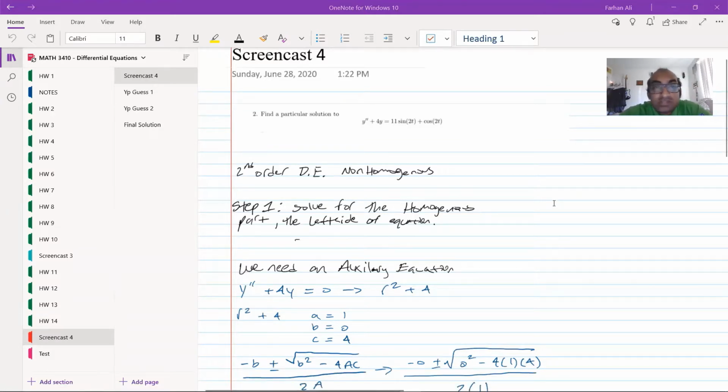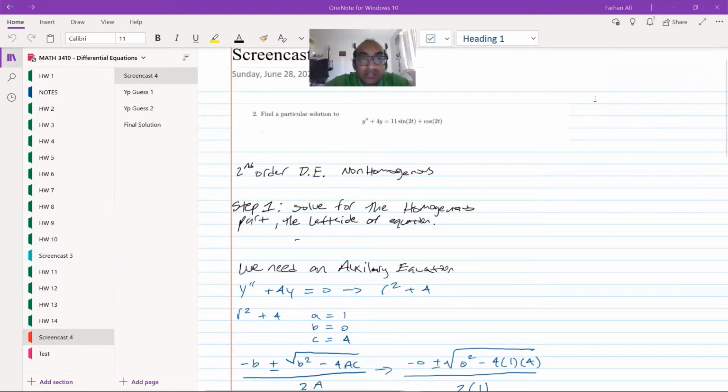I'm in the summer of 2020 differential equations class, and today we'll be looking at problem 2 from homework 12. We want to find a particular solution for this equation here. We know this is a second order differential equation because the highest degree of y is 2, and we know it's non-homogeneous because the right side of the equation is not equal to 0.